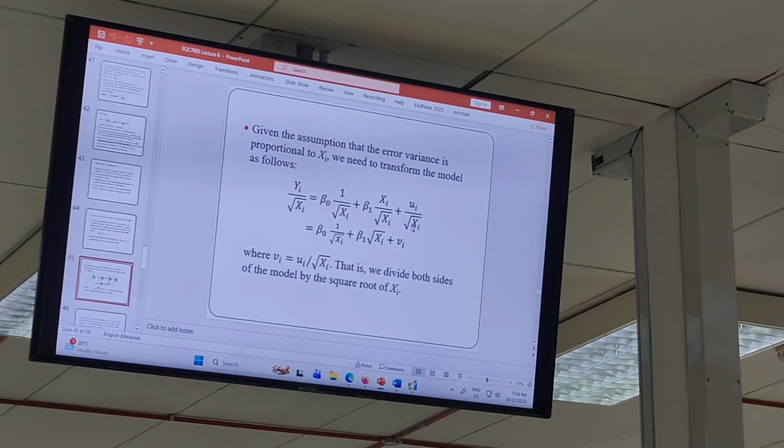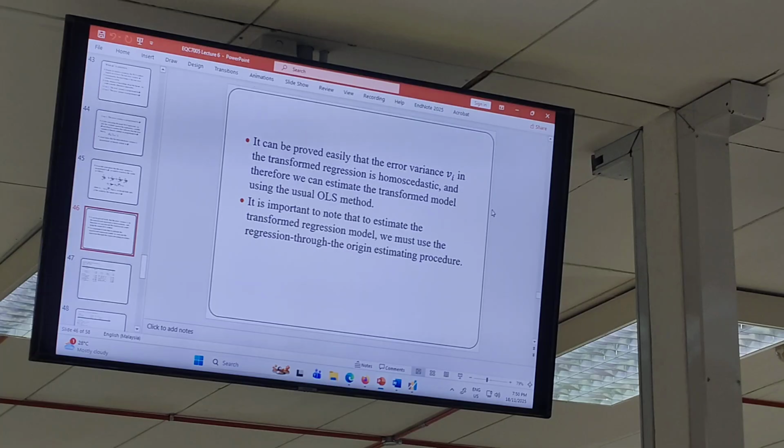And then this one becomes a new disturbance, a new error term, where vi, the new error, is equal to this, because we divide both sides of the model by the square root of xi. It can be proved easily that the error variance vi in the transformed regression is homoscedastic, and therefore we can estimate the transformed model using ordinary least squares.